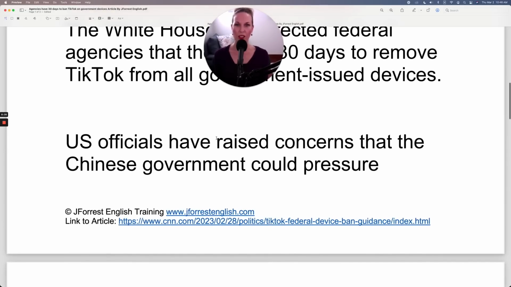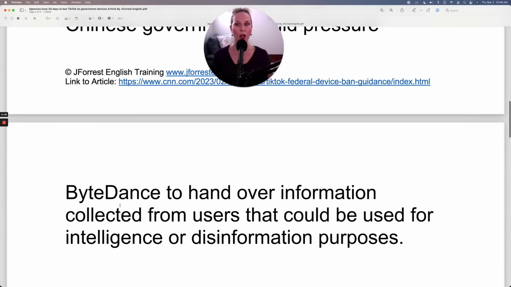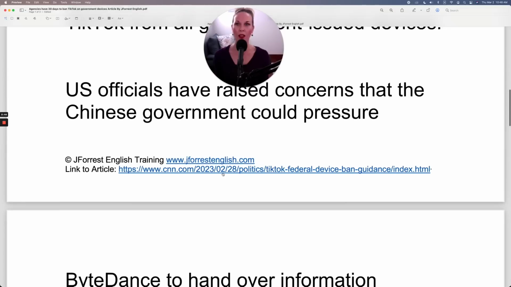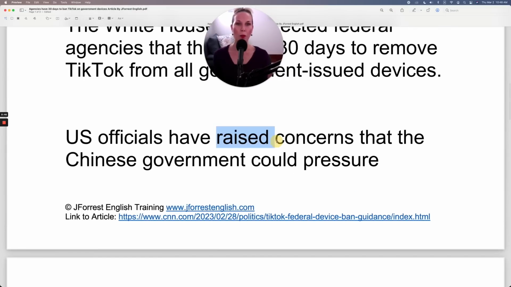U.S. officials have raised concerns that the Chinese government could pressure ByteDance to hand over information. Let me just pause there. I want to point out our verb here, have raised concerns. You can raise a concern. Oh, I have a concern that I'd like to raise at the next meeting. So it's just another way of saying to share a concern.